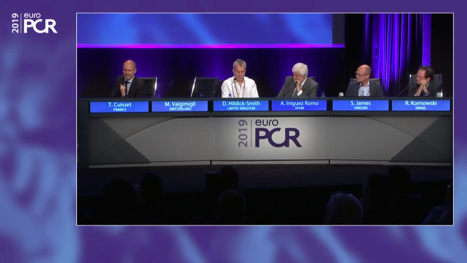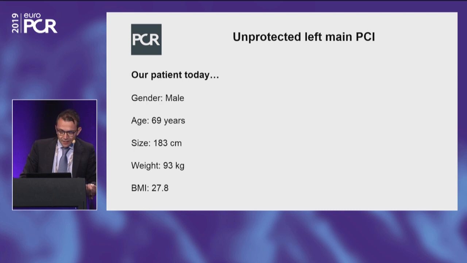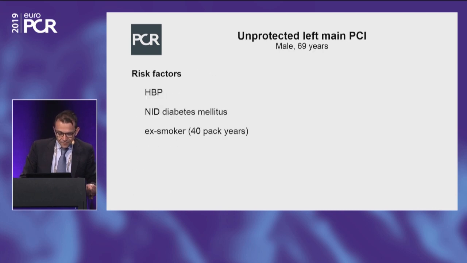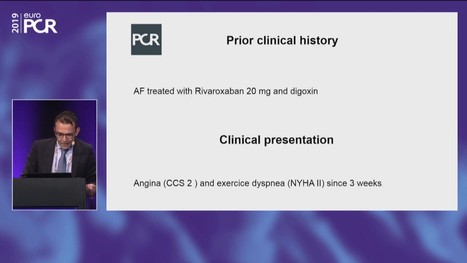Very quickly, it's going to be another case of unprotected left main. He's a relatively young gentleman, age 69. Male, also telling you, fit. As risk factors, we have hypertension, non-insulin dependent diabetes, and ex-smoking. The high bleeding risk status of this patient is indeed fulfilled by the fact that this patient has a history of atrial fibrillation with the need for oral anticoagulation with rivaroxaban 20.